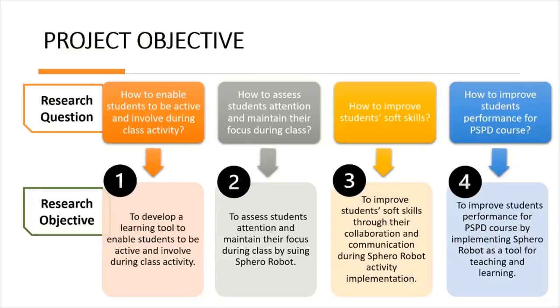These are the project objectives developed based on the research questions that arose. The method used to evaluate research objectives 1, 2 and 3 is observation. Whereas for Objective 4, the students' achievements are compared between the control group and the treatment group through the course learning outcome review report. At the end of the slide, the impact and achievement of this project are shown.